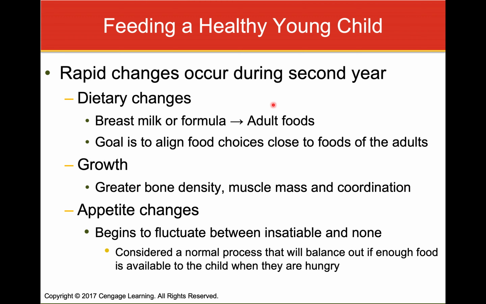So after that first year, we're in our second year, we have a child, and there are rapid changes occurring. So, dietary changes that occur with the young child: they are transitioning from breast milk or formula into a diet that is going to be composed of adult foods. And the goal is to align the food choices close to the food of adults. That is an important thing, to lead by example. So the adults should have healthful, well-rounded diets, and they should be passing those things down to their children by leading by example.